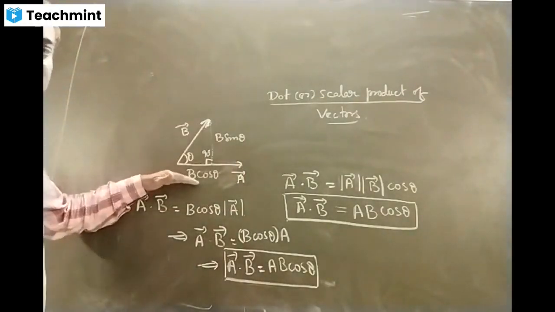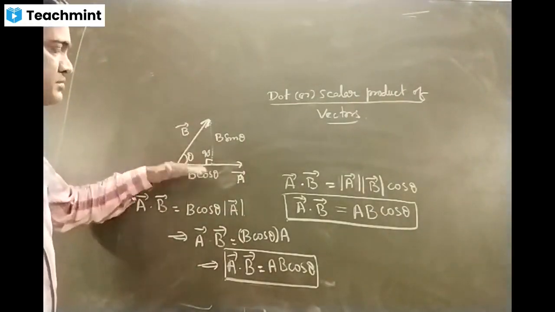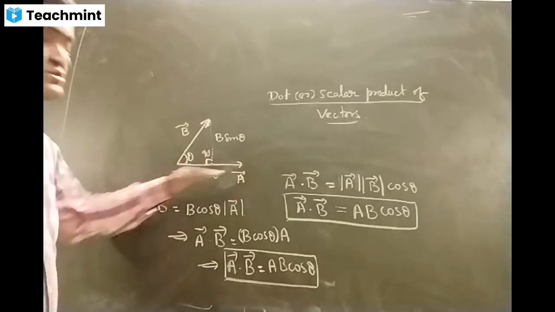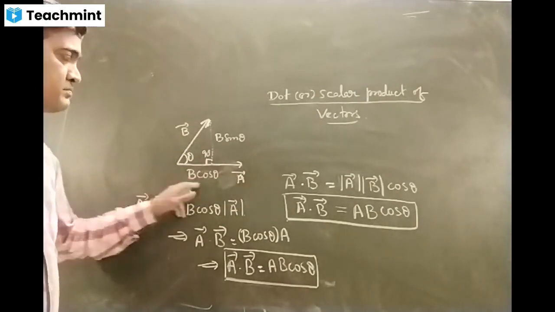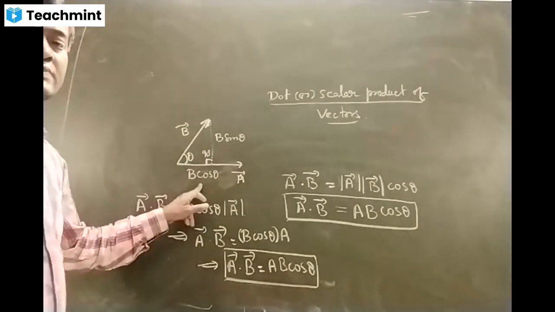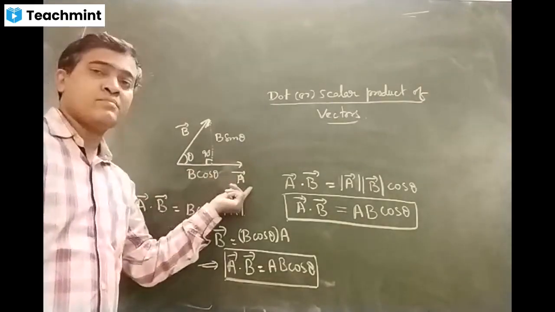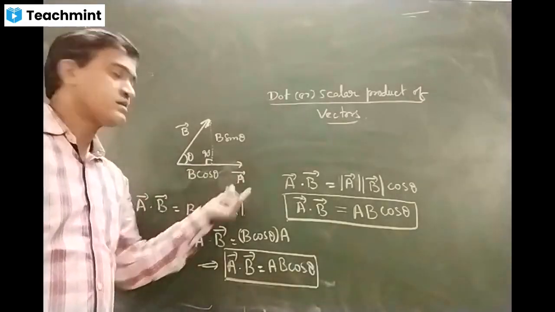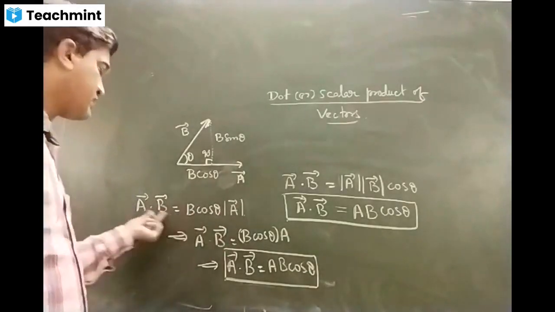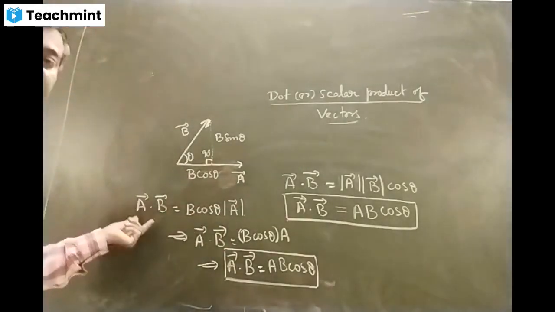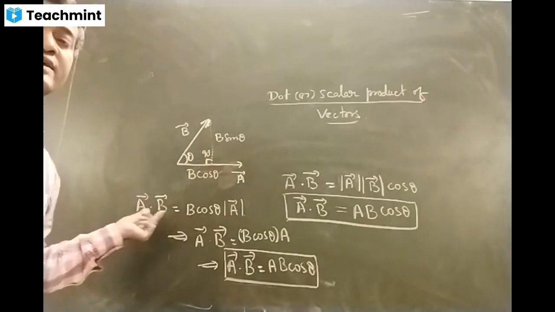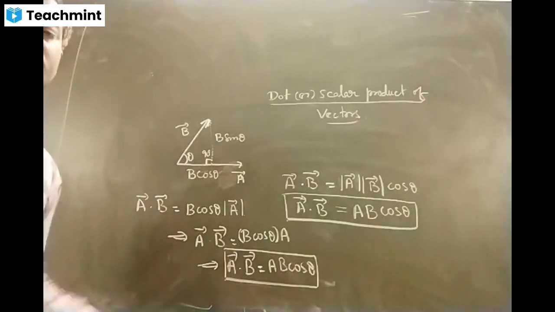B cos theta is the component of vector B bar which is acting along A bar, so that I can multiply these two. How to multiply? B cos theta is the component of B, and the magnitude of A bar I need to multiply with, so that I can get the final result.